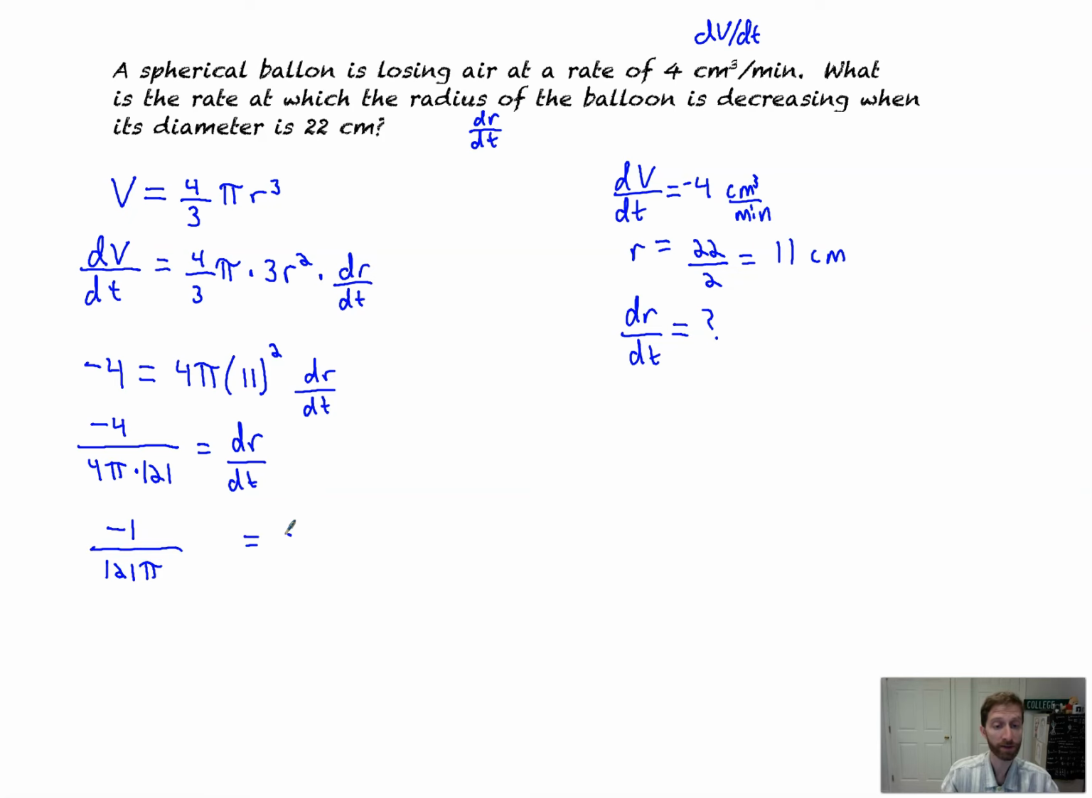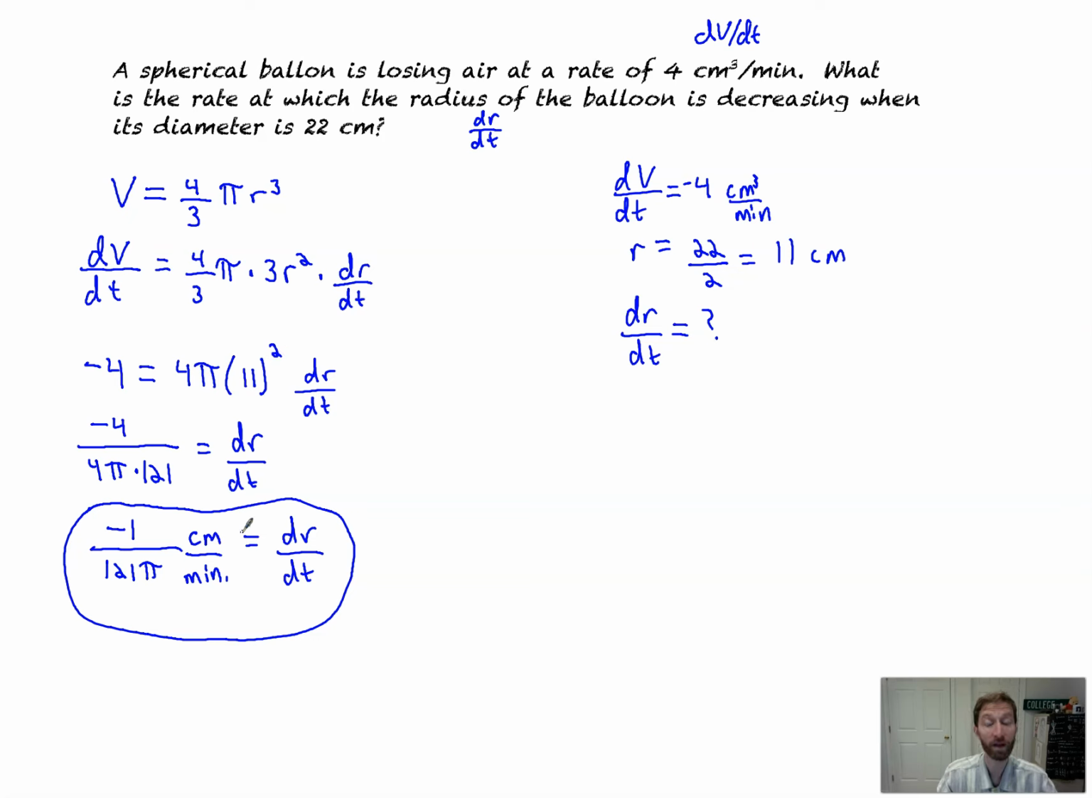Now, what are the units? Well, let's think about this. The radius is measured in centimeters. So it's a change in centimeters per a change in time. And the time is in minutes. So it'd be cm/min. Just make sure you always account for those units. Now, on the AB or BC exams, I would actually not simplify anything. So my answer would be negative 4 over all of this, not even squaring out the 11. But I would have correct units. That's it. So that's a classic sphere problem.